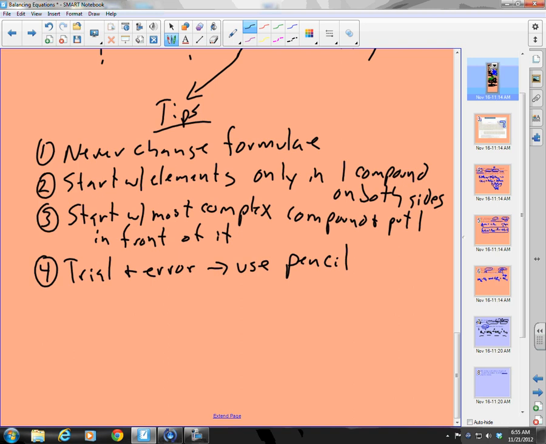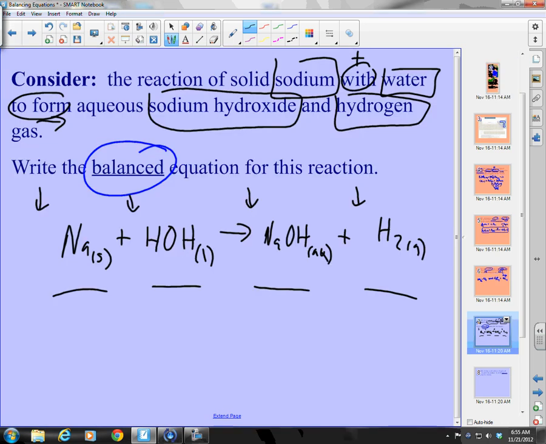Okay, and it's kind of difficult to talk about this, to list tips. It's really better just to see how this works. So let's go here and let's work on it. Here's the way I would approach this. I look at this and I say, okay, I've got 1 sodium on this side, 1 sodium on this side. So those are balanced.